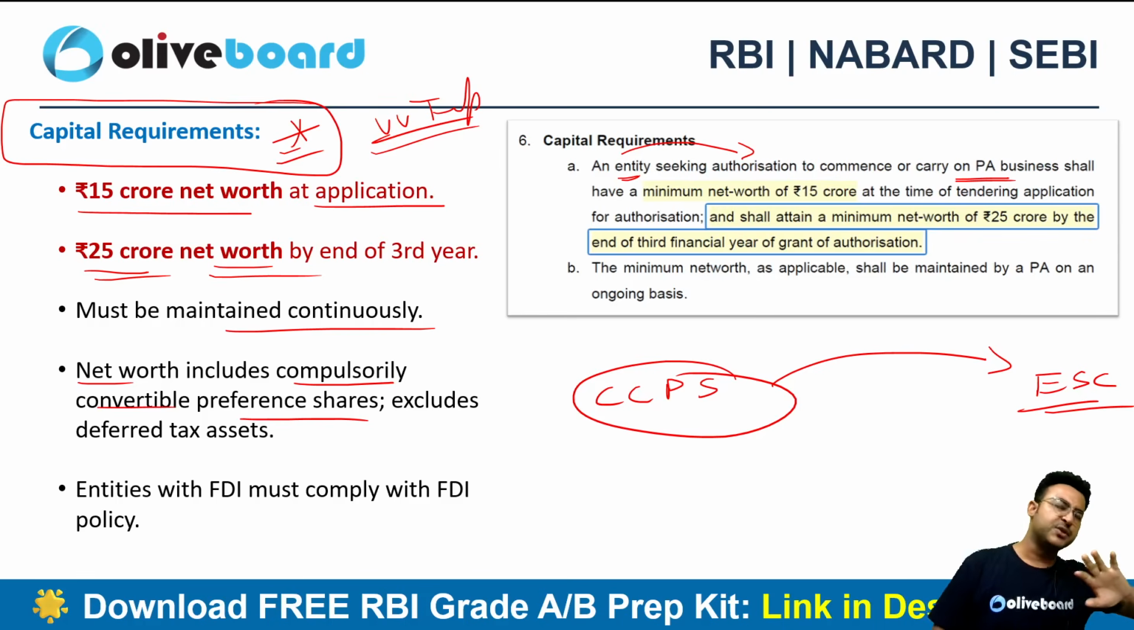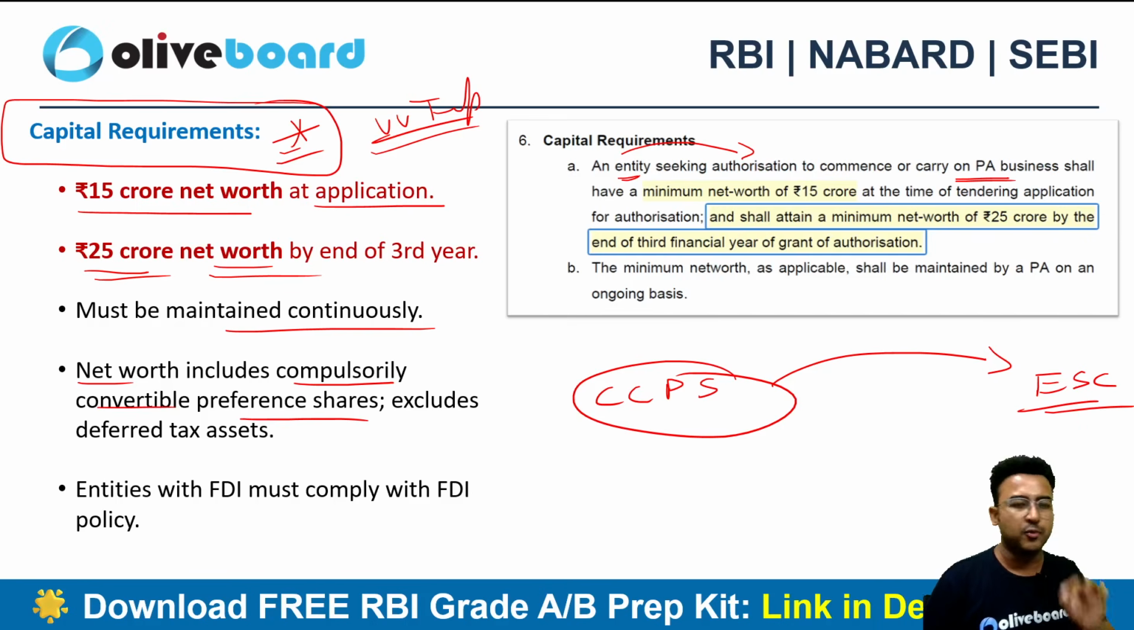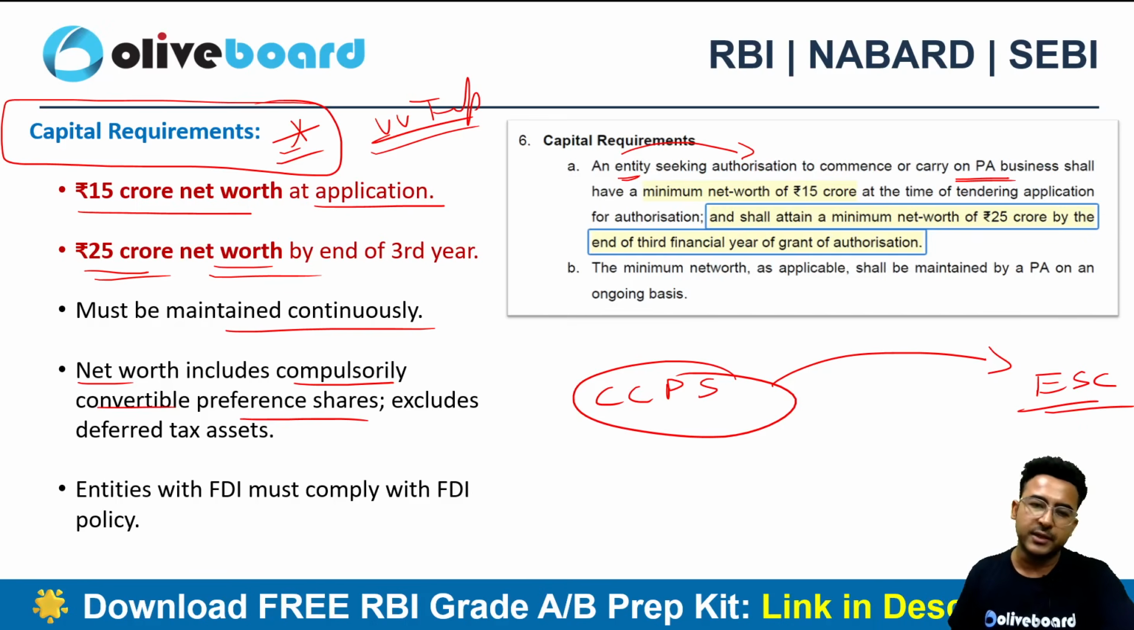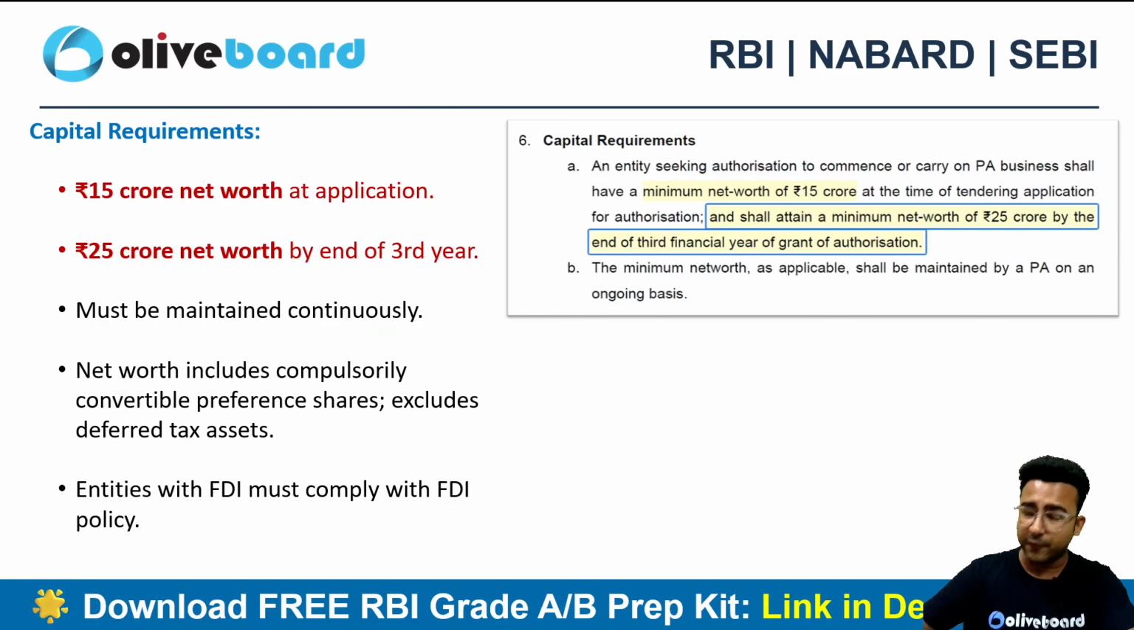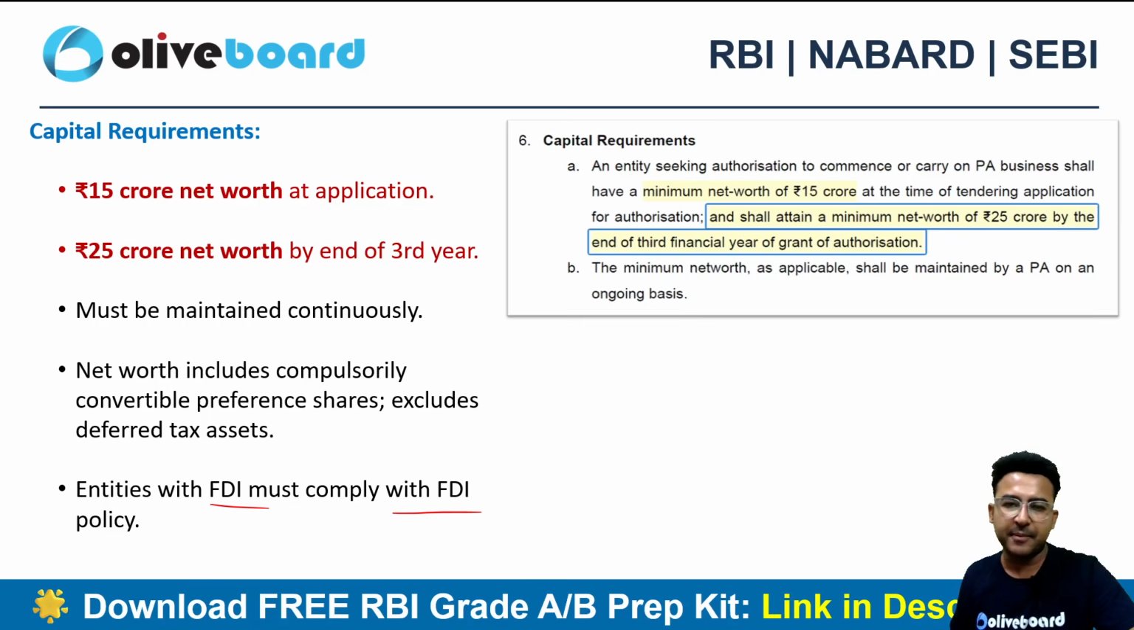So that's why let's treat it at par with equity, and you are good to include them in the net worth calculation, but you need to exclude the deferred tax asset, right? So that's a common practice. Whenever we are calculating the net worth, we are following this, right? Now entities with FDI must comply with the FDI policy as well, right?